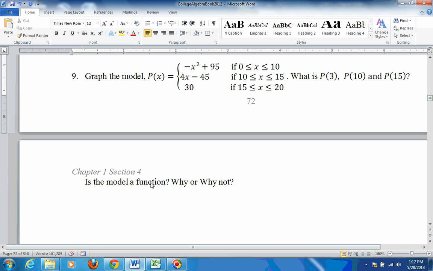So again, here, is this thing a function or not? No, it's not a function, this one, because 15 did not give you the same answer in both places. 10 did, but 15 didn't. Okay, we'll stop there.